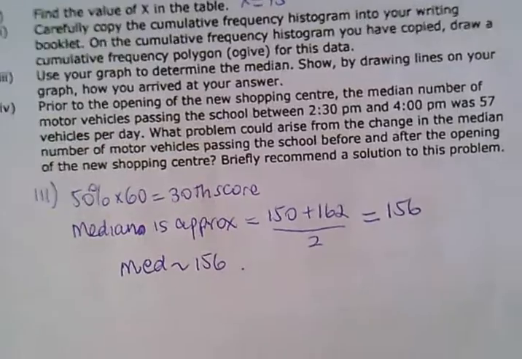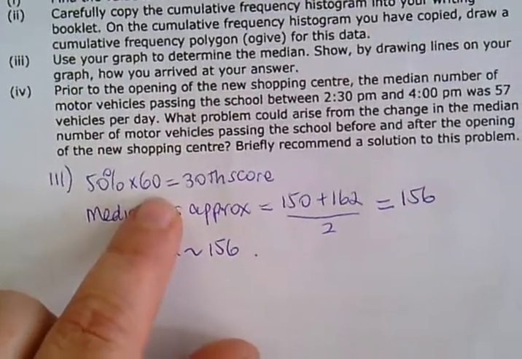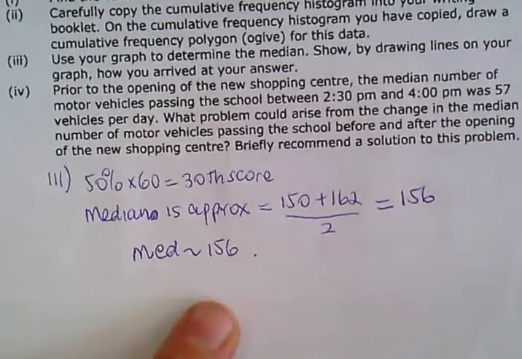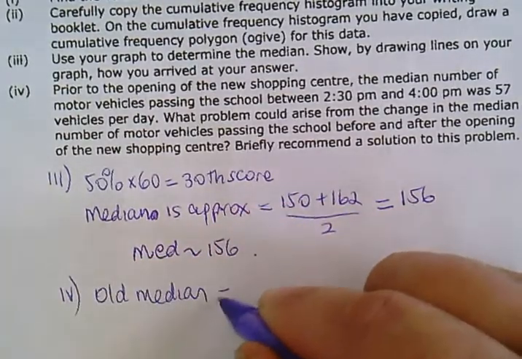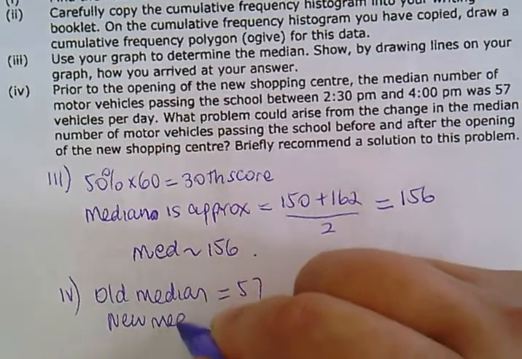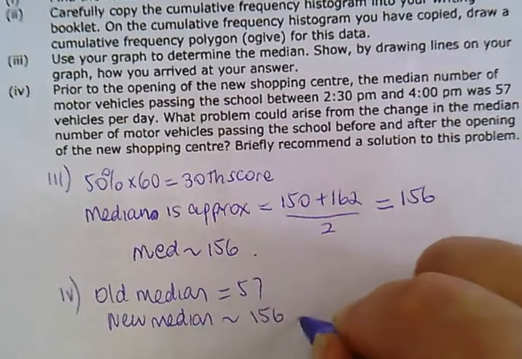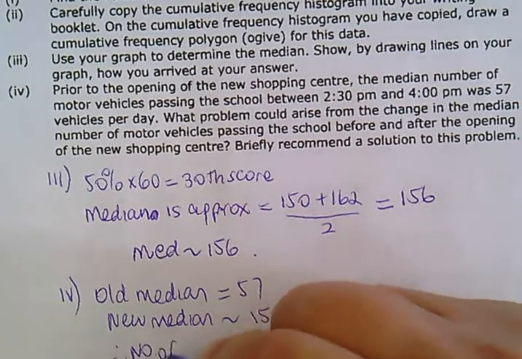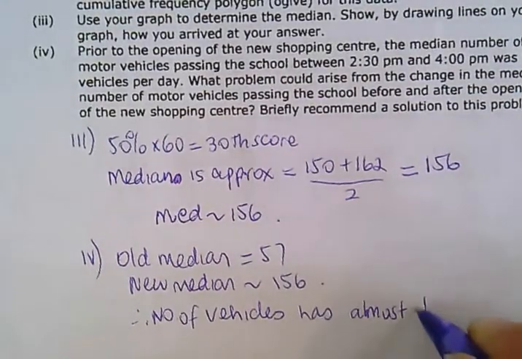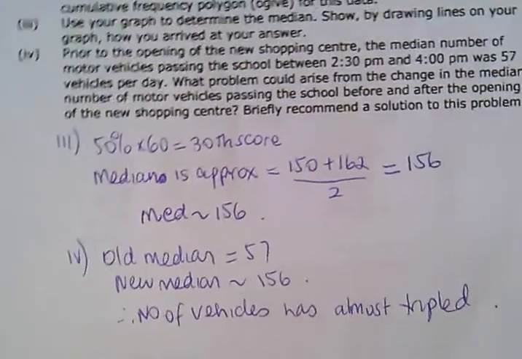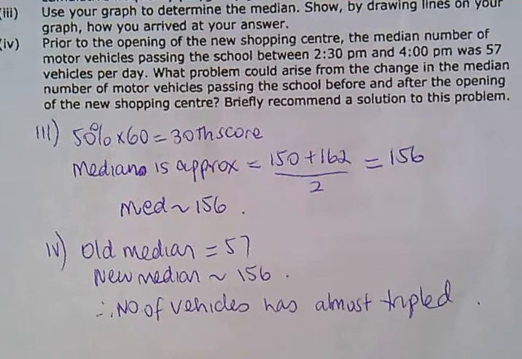Now that's just an approximation. And part 4 says prior to the opening of the new shopping centre, the median number of vehicles was 57 between 2:30 and 4. Well, the old median for part 4 was 57, and the new median is approximately 156. So therefore the number of vehicles has almost tripled. So what problem could arise from the change in the median number of vehicles passing the school before and after the opening of the new shopping centre? The number of vehicles has almost tripled.